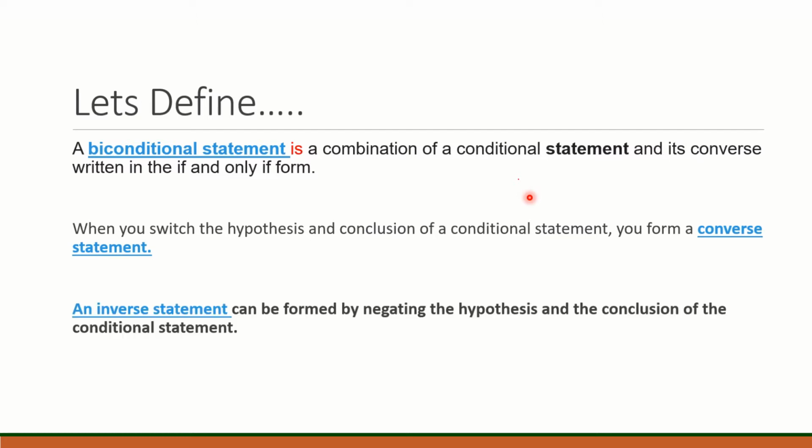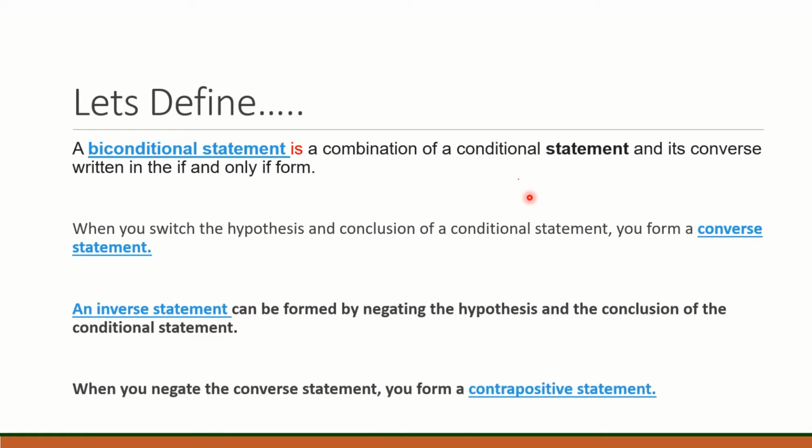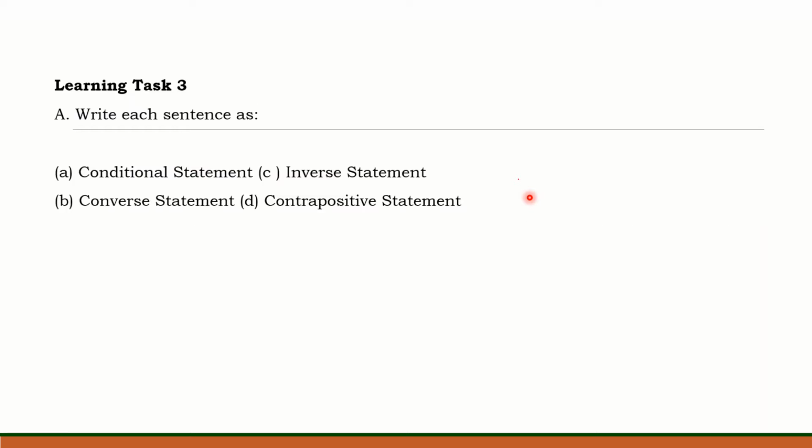An inverse statement can be formed by negating the hypothesis and conclusion of the conditional statement. Well, a contrapositive statement is when you negate the converse statement. So let us have some examples for learning task 3. For learning task 3, the instruction is: write each sentence as a conditional statement, converse statement, inverse statement, and contrapositive statement.